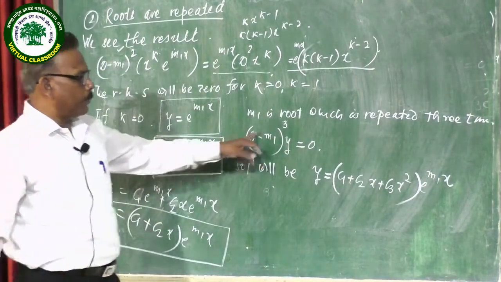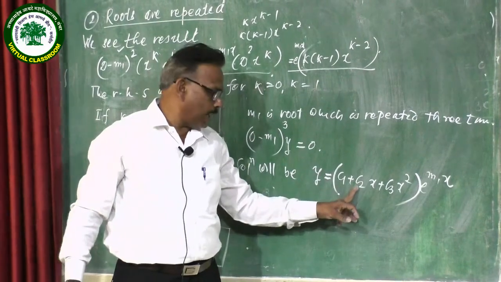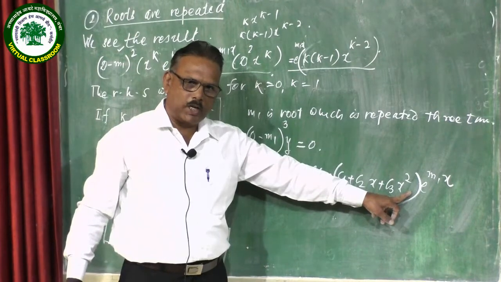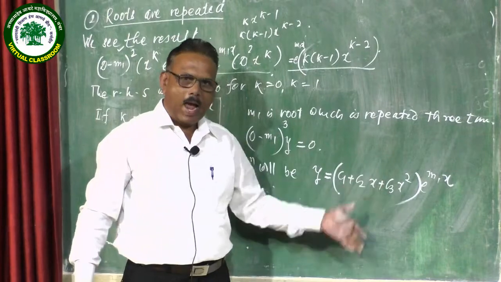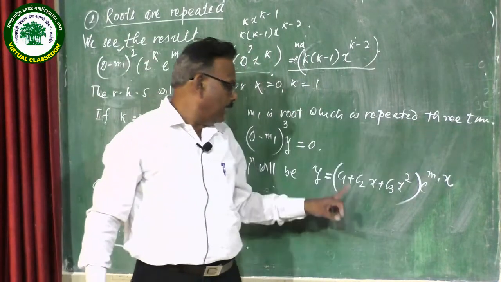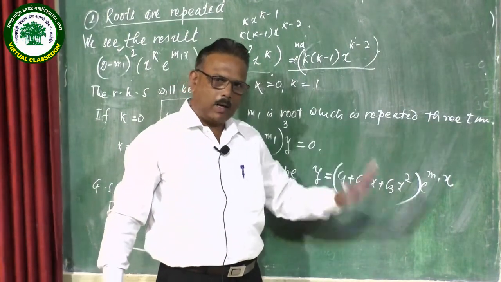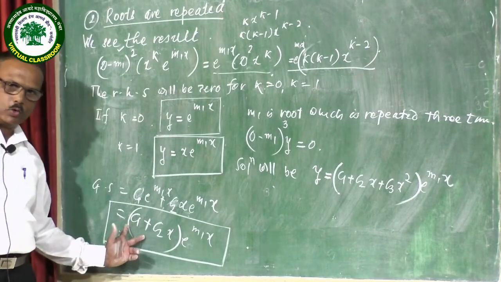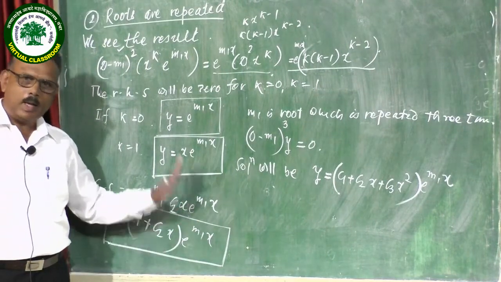If it is repeated 4 times, then what will happen here? c1 + c2 x + c3 x² + c4 x³. That means the number of arbitrary constants increases as the root is repeated more times. If it is repeated 3 times, there are 3 arbitrary constants. If it is repeated 4 times, there are 4 arbitrary constants. Here it is repeated 2 times, so there are only 2 arbitrary constants. e^(m1 x) remains as it is.